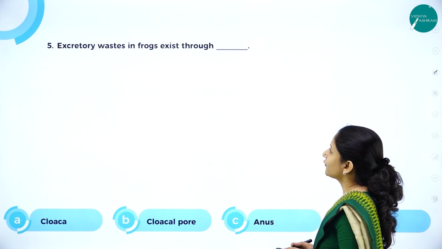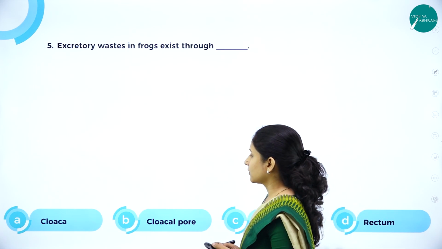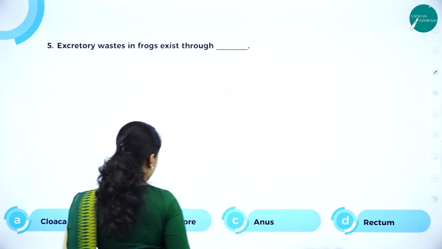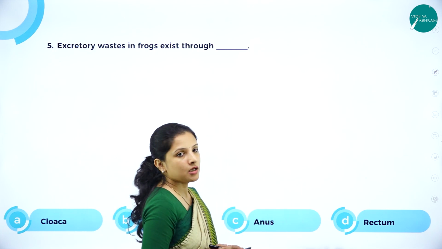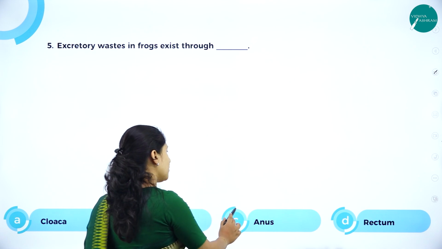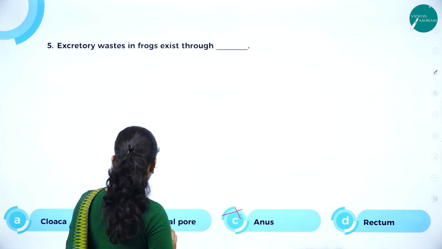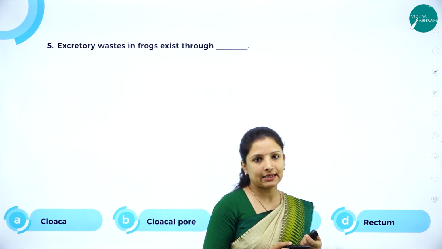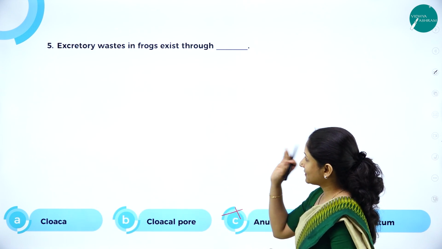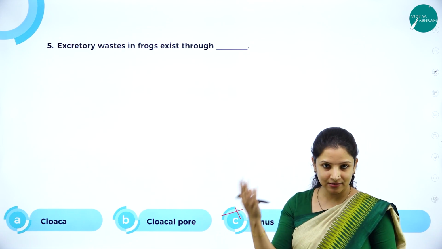Excretory waste in frogs exits through: cloaca, cloacal pore, anus, or rectum. Here anus is found in humans. It has nothing to do with the frog. It is between cloaca, cloacal pore and rectum. So here, the excretory waste in frogs exits through?